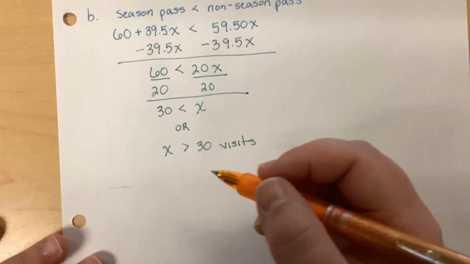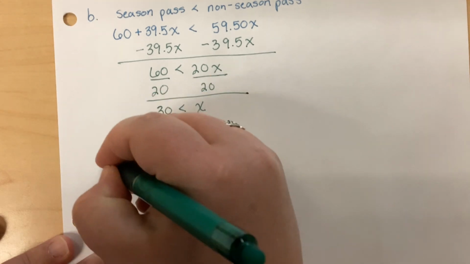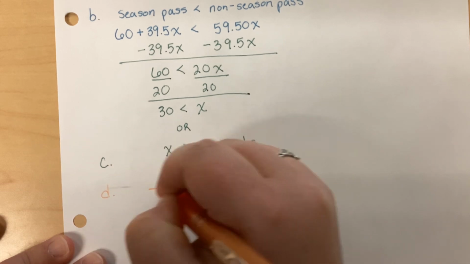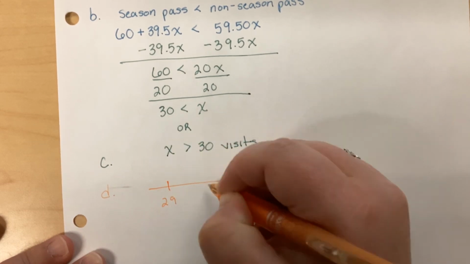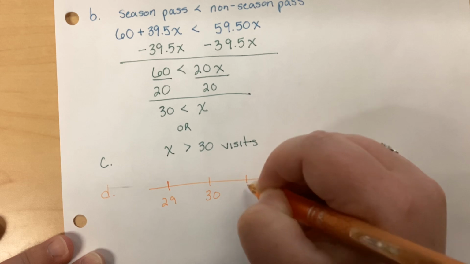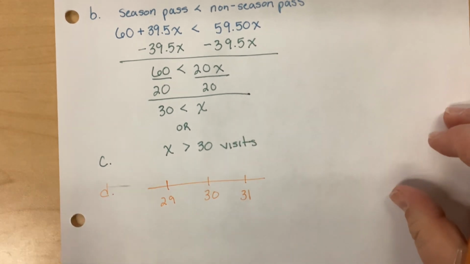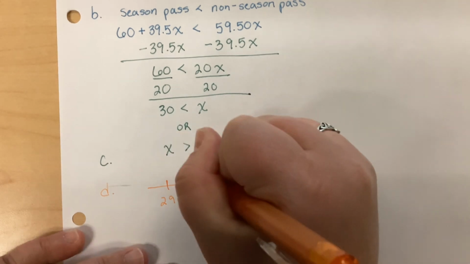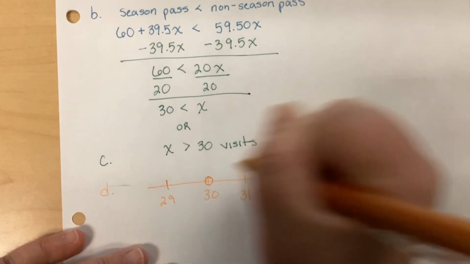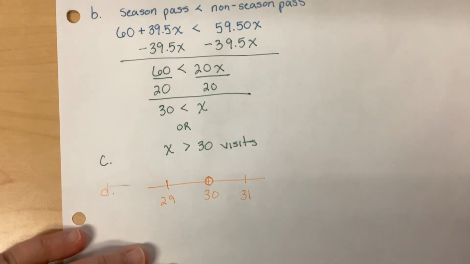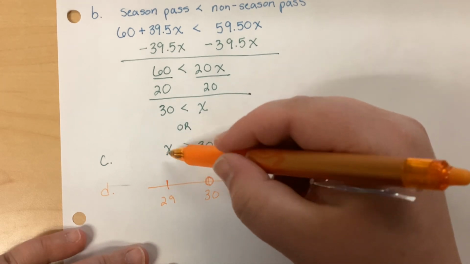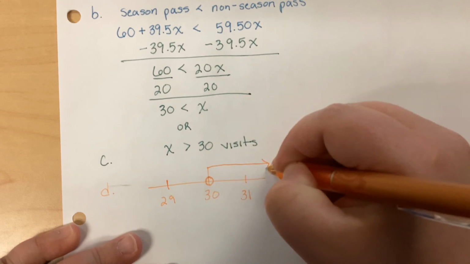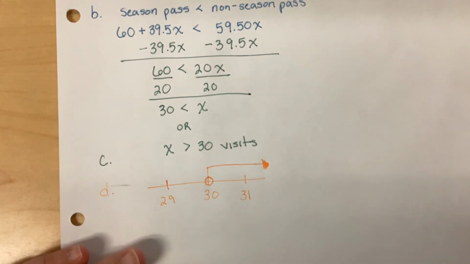That seems like a lot of visits to me. All right, so that was part C. Part D is going to be our graph. We'll do 29, 30, and 31. This time there's no or equal to underneath that symbol. So that's got to be an open circle, not closed. And then again, it's 30 visits or more because x is bigger than 30. So my line is going to go over to the right this way.